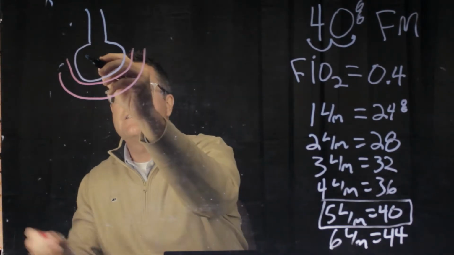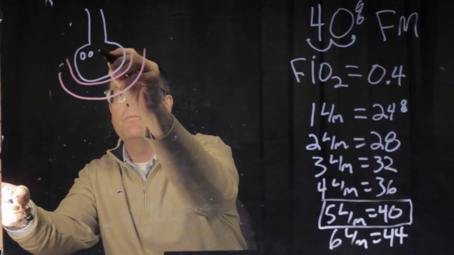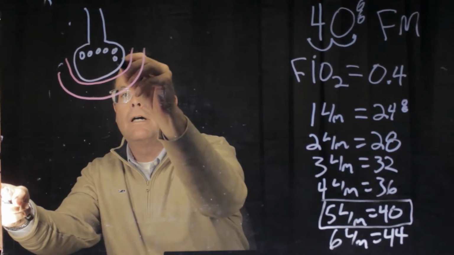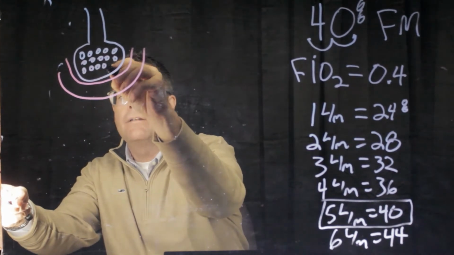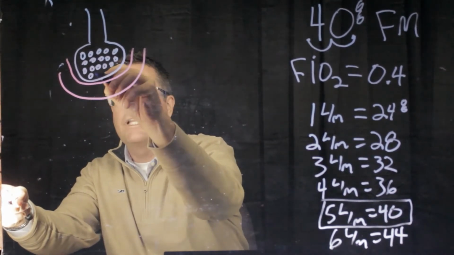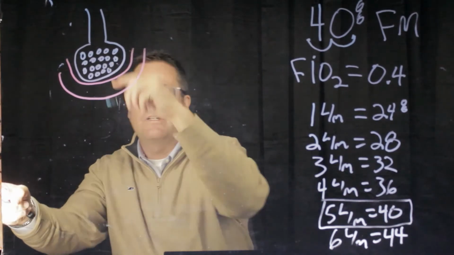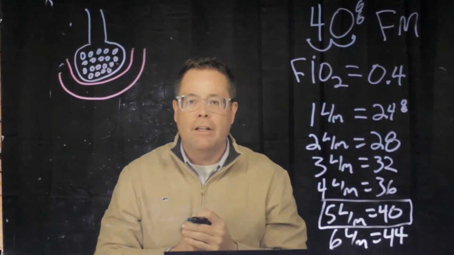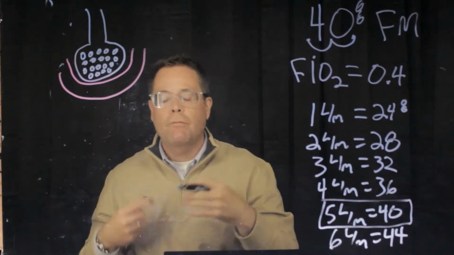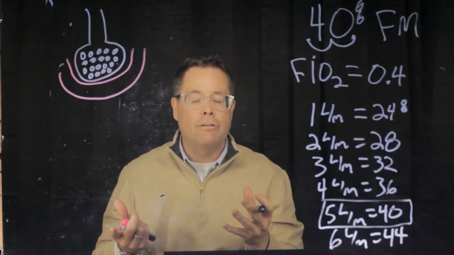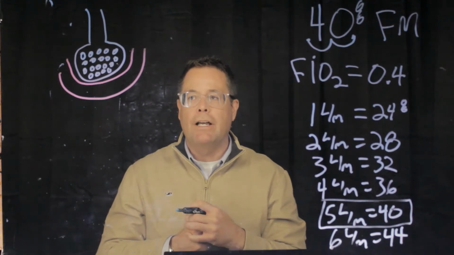We can increase the concentration of oxygen, so we put more oxygen molecules in there, a higher percentage. This would be going, let's say, from 40 to 60%. This will increase it, because we all know areas diffuse from an area of high concentration to an area of low concentration. So we set up a concentration gradient, and that's what we do when we increase our FiO2.